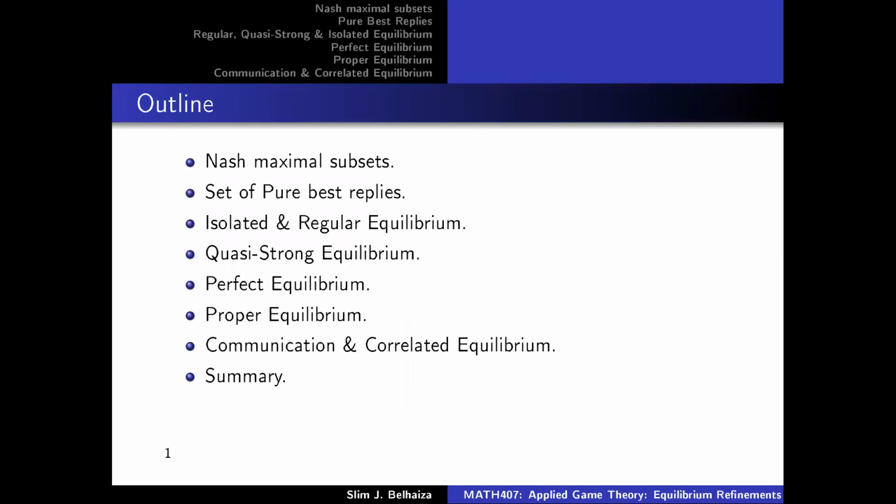This is the outline of the presentation. I'll talk briefly about Nash maximal subsets, about what we call a set of pure best replies. I'll start with the first refinement, isolated and regular equilibrium. I'll talk also about quasi-strong equilibrium, perfect equilibrium, proper equilibrium, and finally, with communication and correlated equilibrium.